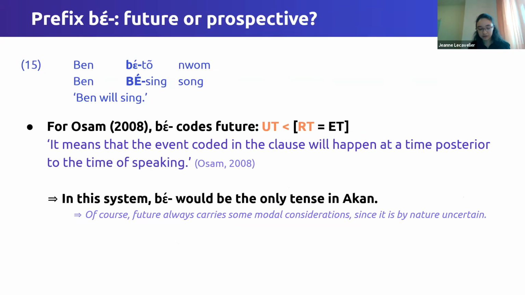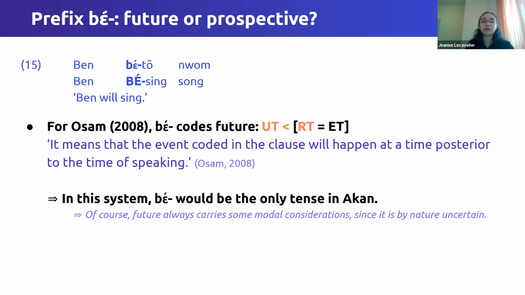And now I'm going to discuss the future, where it's roughly the same argumentation. So for OSAM 2008, the prefix bay plus high tone codes future. In other words, it codes that the reference time is after the returns time. Of course, when you want to code future, future is never just a genuine tense, because by nature it's uncertain. If it hasn't happened by now, you cannot know for sure that it will happen.